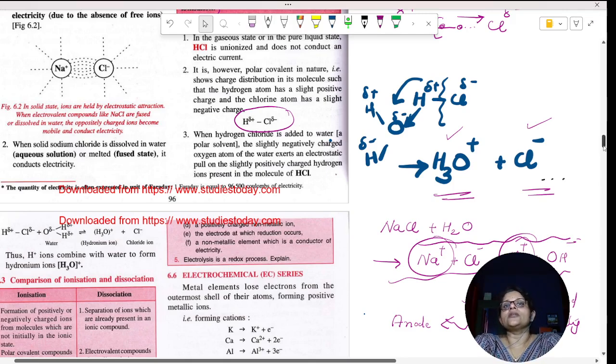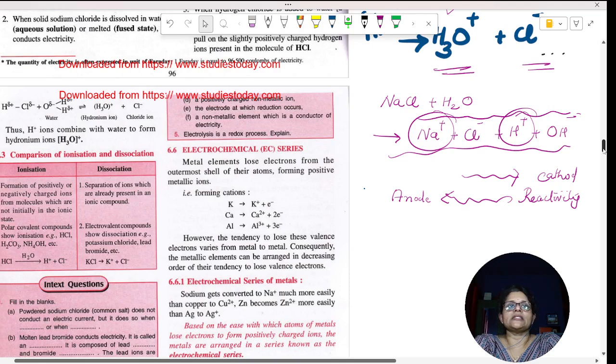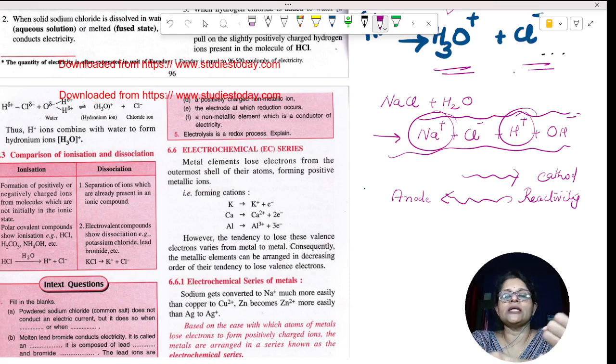Okay, before learning about the electrochemical series, we will compare ionization and dissociation. All these comparisons: the difference between an electrolyte and a non-electrolyte, anode and cathode, anion and cation, active and inert electrodes, strong electrolyte and weak electrolyte, and also the difference between an electrochemical cell and an electrolytic cell. All these differences are important from the exam point of view. You need to know everything about this.